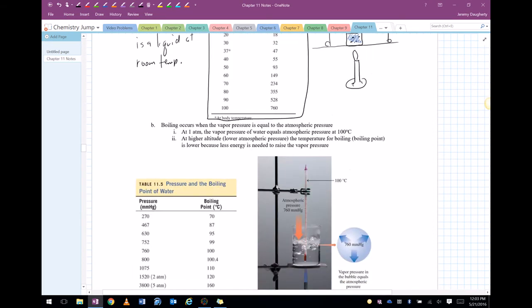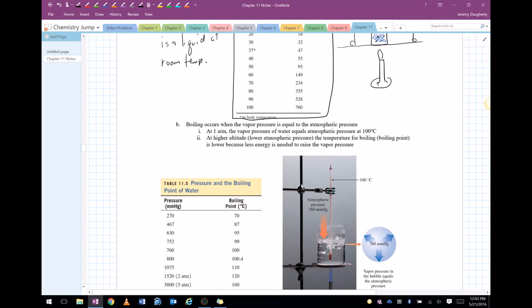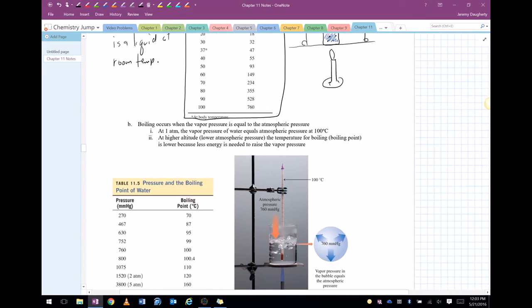Now, what is boiling? Boiling is a process, and that's very important to remember. Boiling is not a temperature. Boiling point is a temperature, but boiling is a process. When the atmospheric pressure is equal to the vapor pressure of the liquid, that's when boiling occurs.